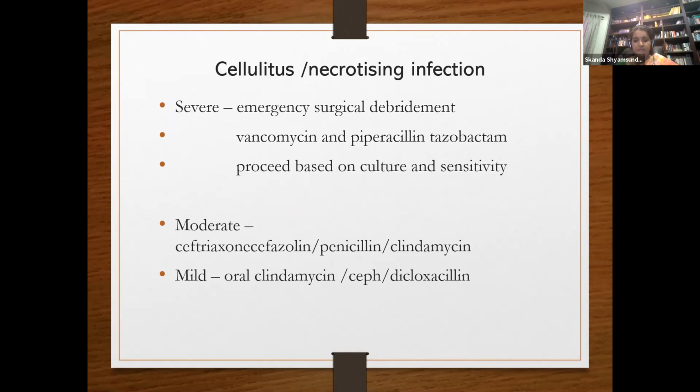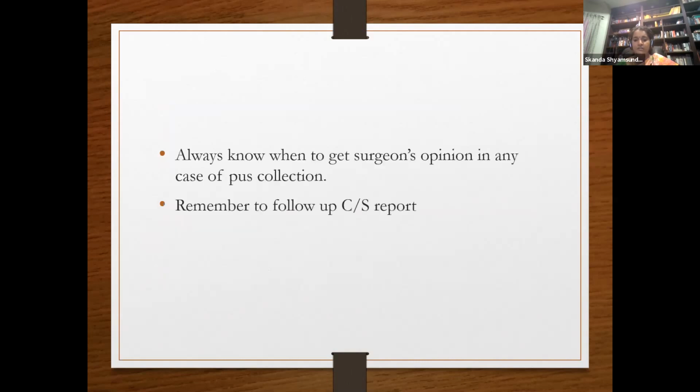You can always change. If it's a moderate cellulitis, then you go in for ceftriaxone, penicillin, or clindamycin. If it is a mild infection, oral cephalexin, dicloxacillin, or oral clindamycin is enough. So one thing is, get a surgeon's opinion at any point of time if you think it is okay, and if a surgeon advises debridement, just go ahead. The child is anyway going to get better because of the debridement. And follow up on the culture and sensitivity report.